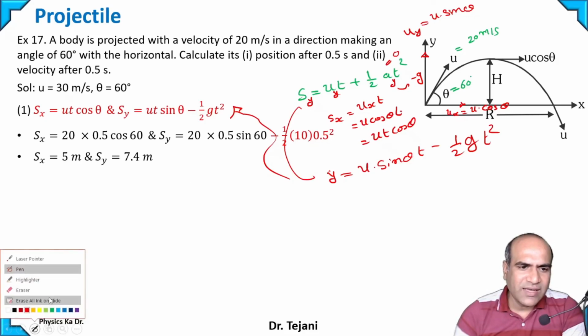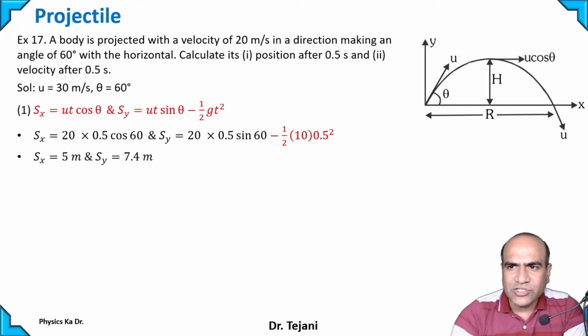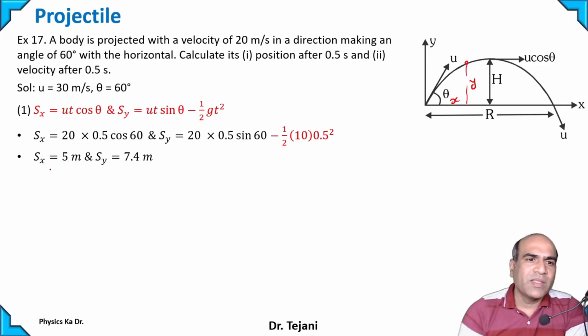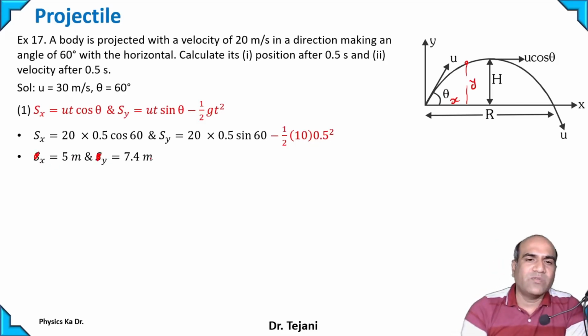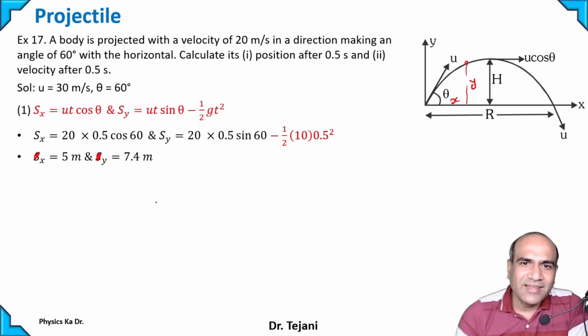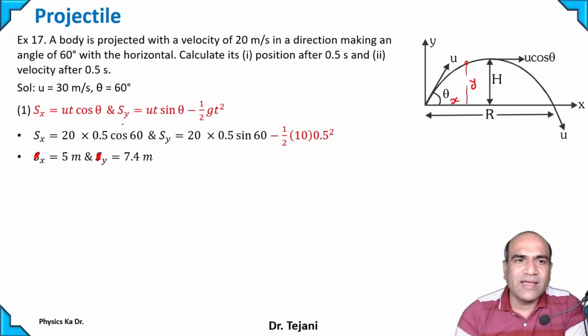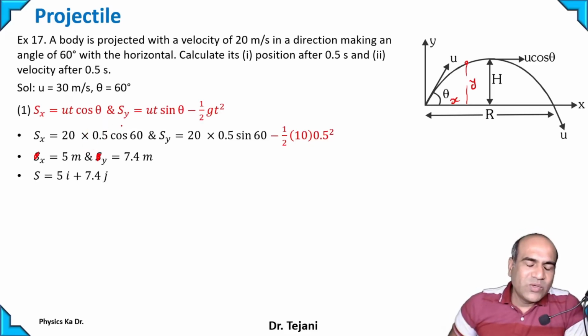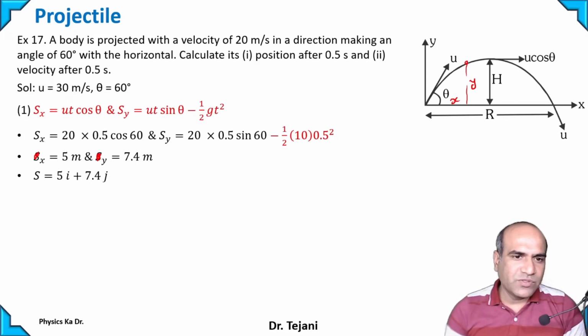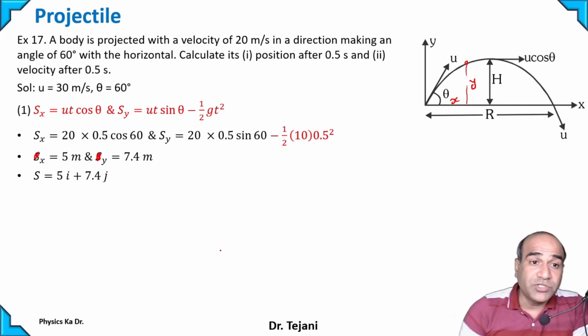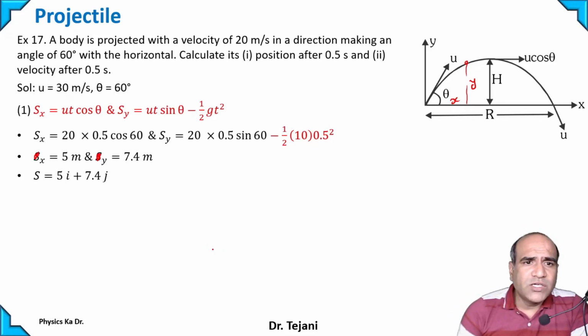As x means along the x direction, this is x direction movement and this is y. So x and y. Sx is equal to 5 meter. Ultimately, you can say x is equal to 5 meter and y is equal to 7.4 meter, after 5 seconds. Then next you can write s is equal to 5i plus 7.5j in terms of vector. Also, you can mention if you wanted to have a theta, then we can get it.